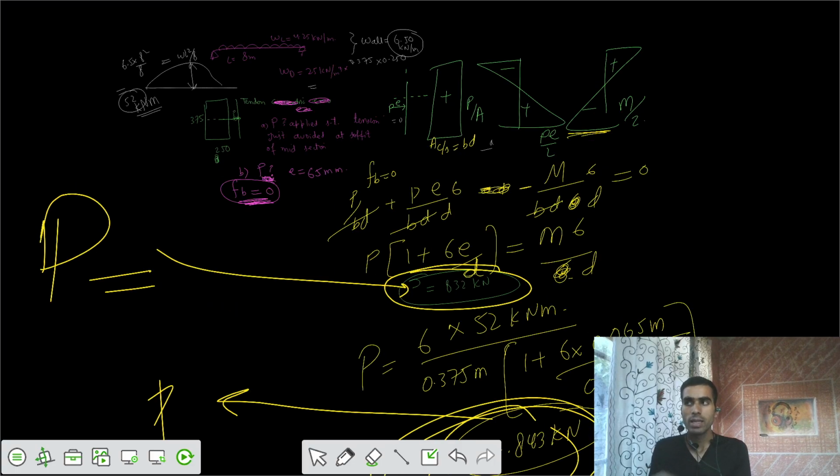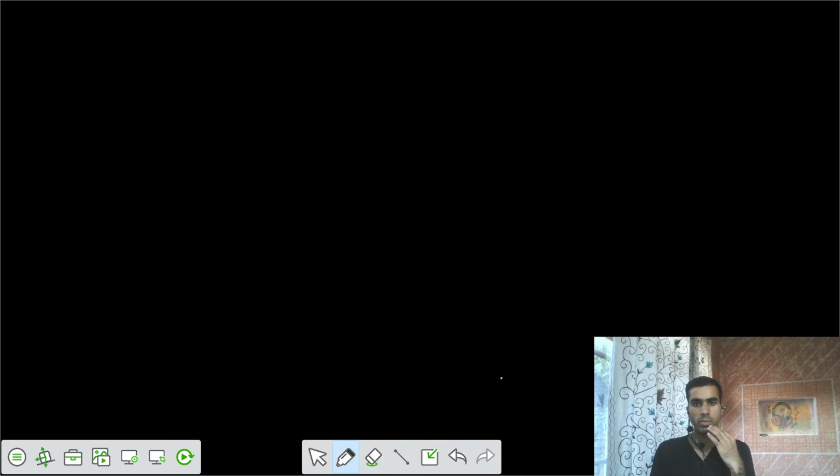That means by providing some eccentricity below the neutral axis, your tensile stresses can be counteracted very effectively. You just provide some eccentricity of that load below the neutral axis such that it would cause hogging bending moment, and your tensile stresses because of the external bending moments can be counteracted. This was a very beautiful problem.